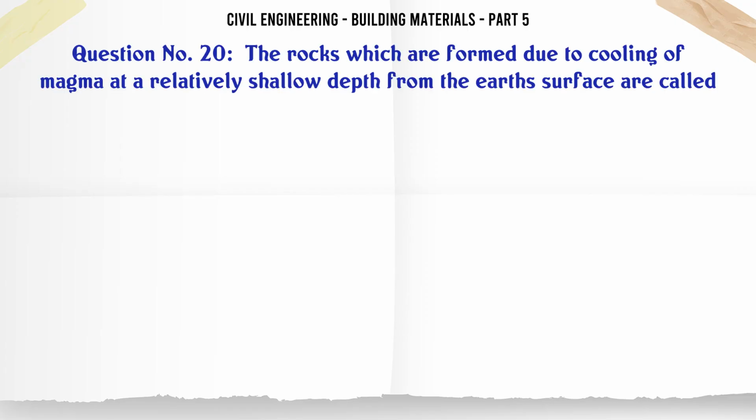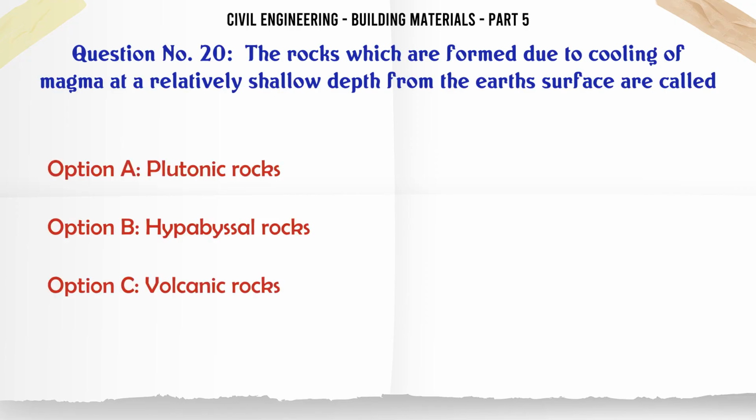The rocks which are formed due to cooling of magma at a relatively shallow depth from the Earth's surface are called A. Plutonic rocks, B. Hypabyssal rocks, C.